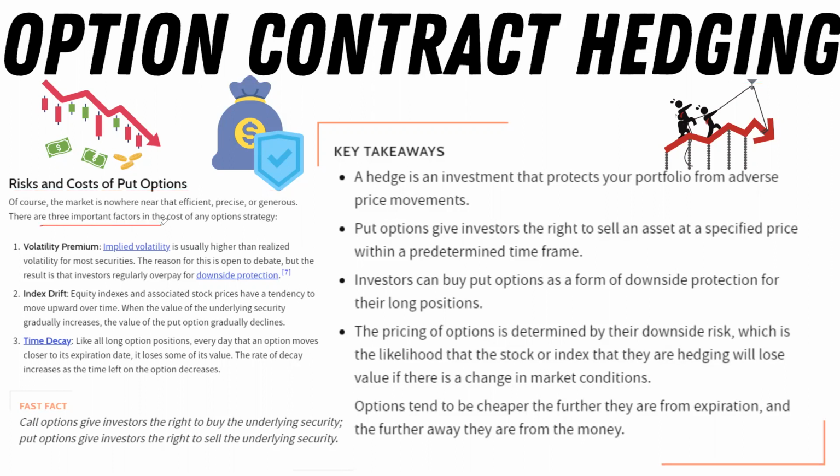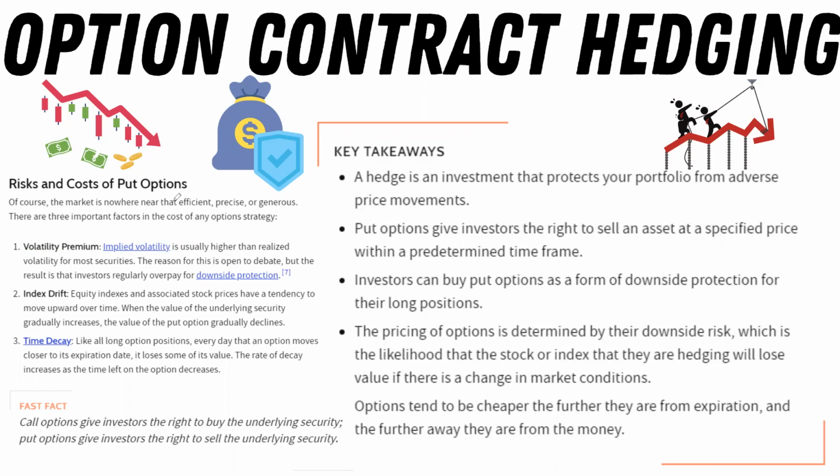Now, there's three important factors in the cost of any option strategy. Number one is going to be volatility premium. Implied volatility is usually higher than realized volatility for most securities. The reason for this is open debate, but the result is that investors regularly overpay for downside protection.